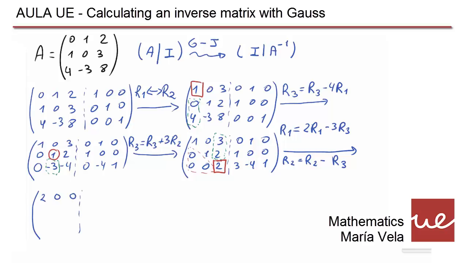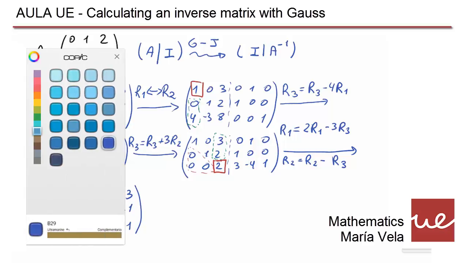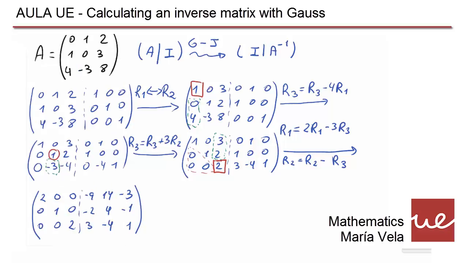Okay, if we operate a little bit, we get 2, 0, 0, and then minus 9, 14, and minus 3. Then 0, 1, 0, minus 2, 4, and minus 1 in the second row. And of course, the third row remains the same, so 0, 0, 2, 3, minus 4, and 1. And this time we are quite lucky because we already get 3 zeros in the upper part.